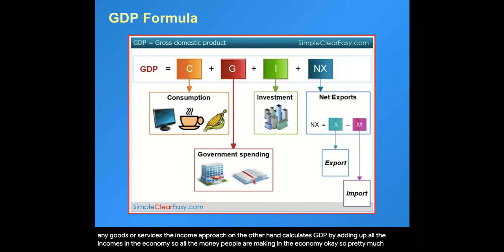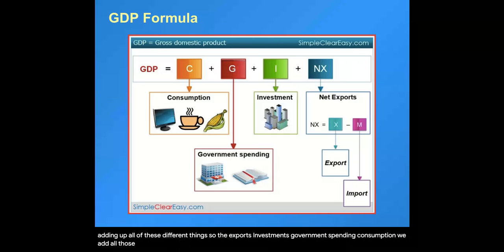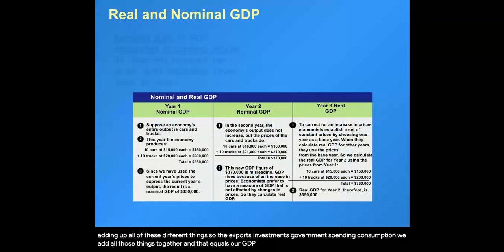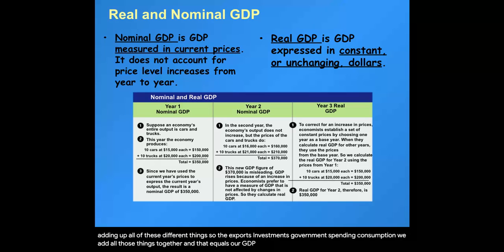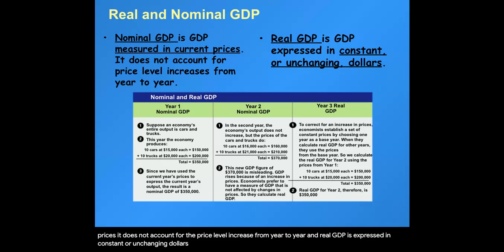Okay, so pretty much we're adding up all of these different things. So the exports, investments, government spending, consumption, we add all those things together and that equals our GDP. So nominal GDP is GDP that's measured in current prices. It does not account for the price level increase from year to year, and real GDP is expressed in constant or unchanging dollars.